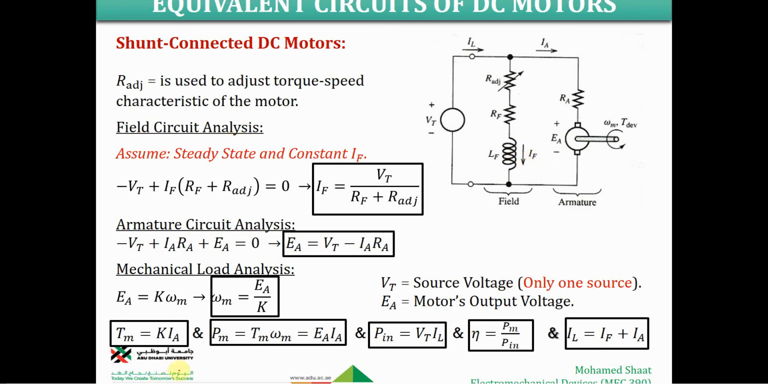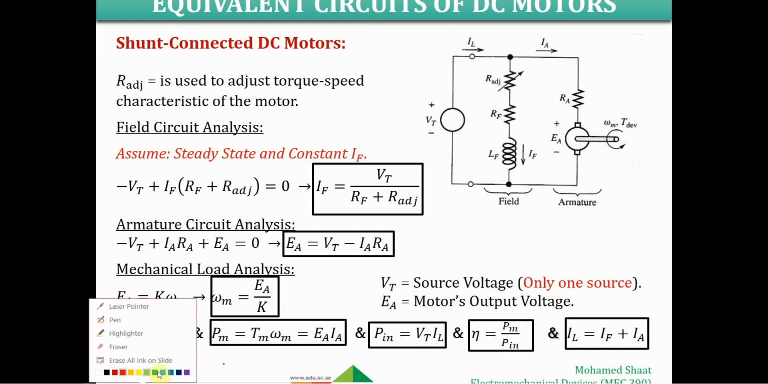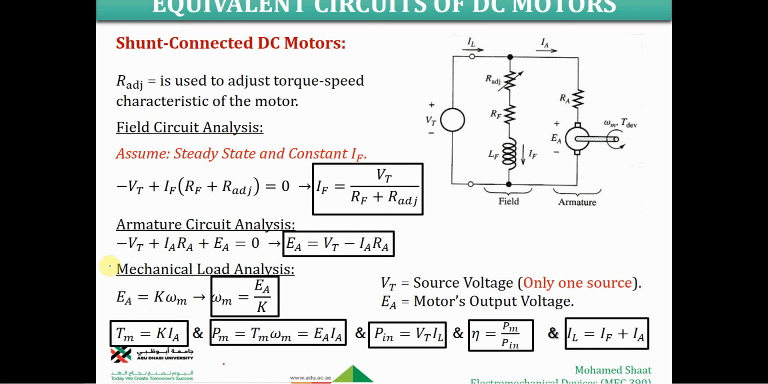We're going to typically do the same as we did before with the separately excited DC motors. We're going to do the same for the shunt connected DC motor for this configuration. So starting with the field circuit analysis. Field circuit means that we're just going to apply Kirchhoff voltage law to the first loop, which is loop 1.